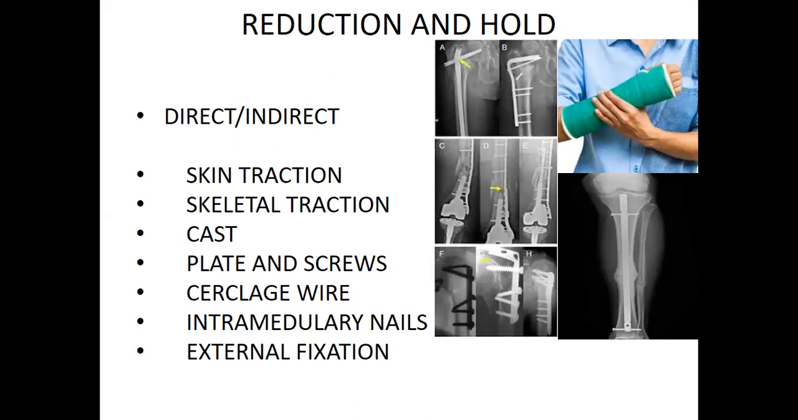So you can also use your skin traction to reduce your fracture, give it traction, while somebody gives it counter traction, okay? You can use a skeletal traction, you pass a pin, what we call a Steinmann pin, through your bone fragments and apply weight. And that weight is going to give it some traction, okay? So you can also use a cast to hold your fracture, your POP cast. It could be your POP or it could be your fiberglass cast, okay? If you want to fix them internally, you can employ the use of plate and screws. You can also employ intramedullary nails.